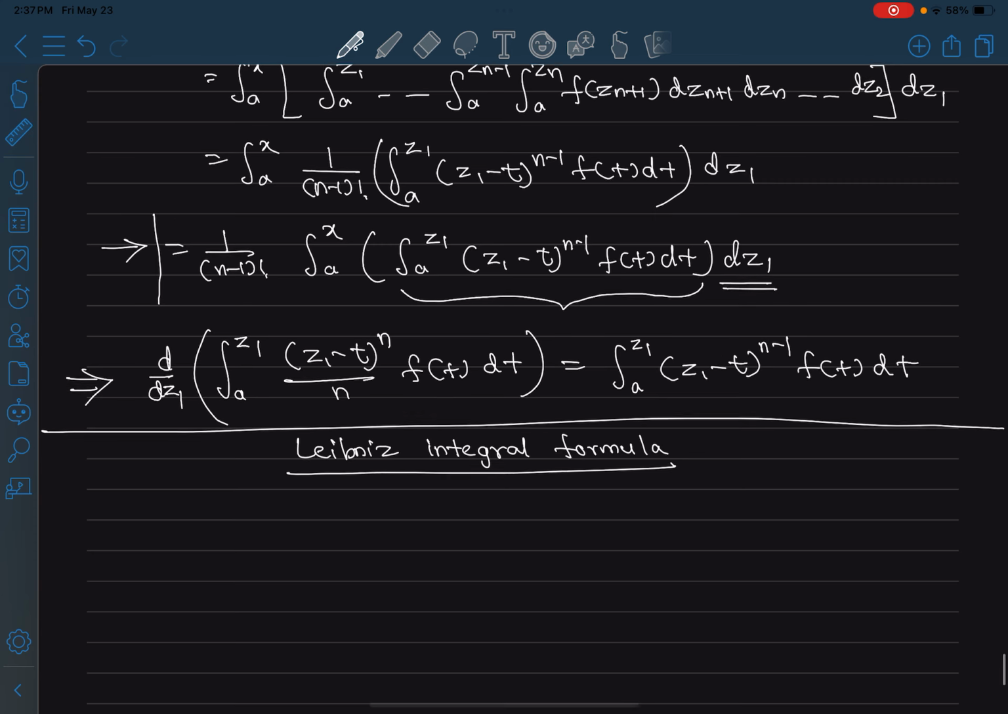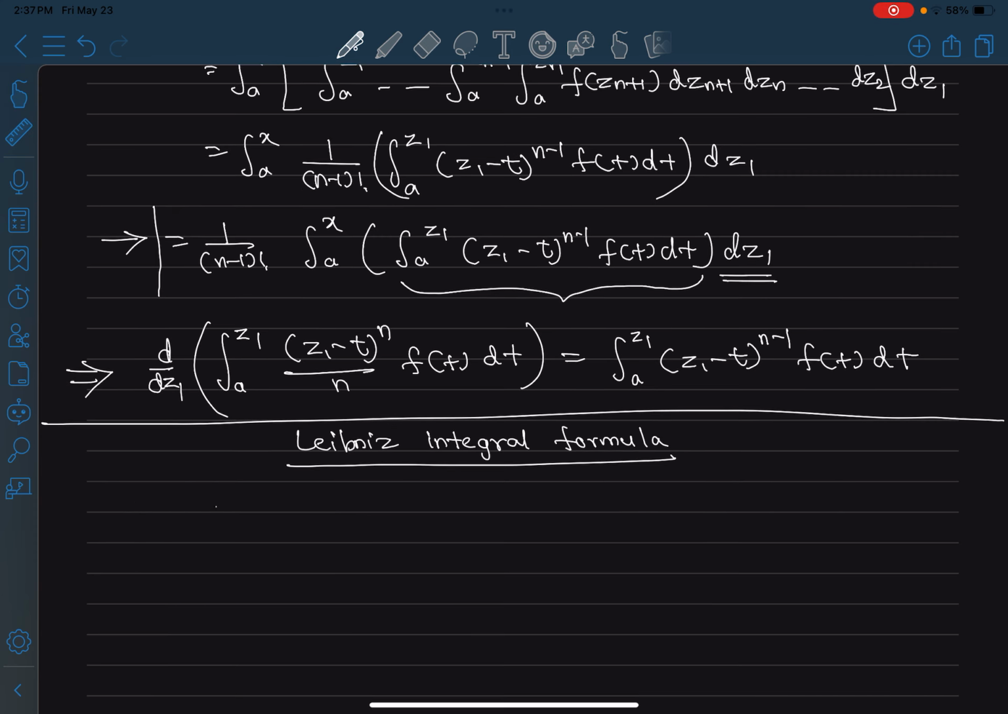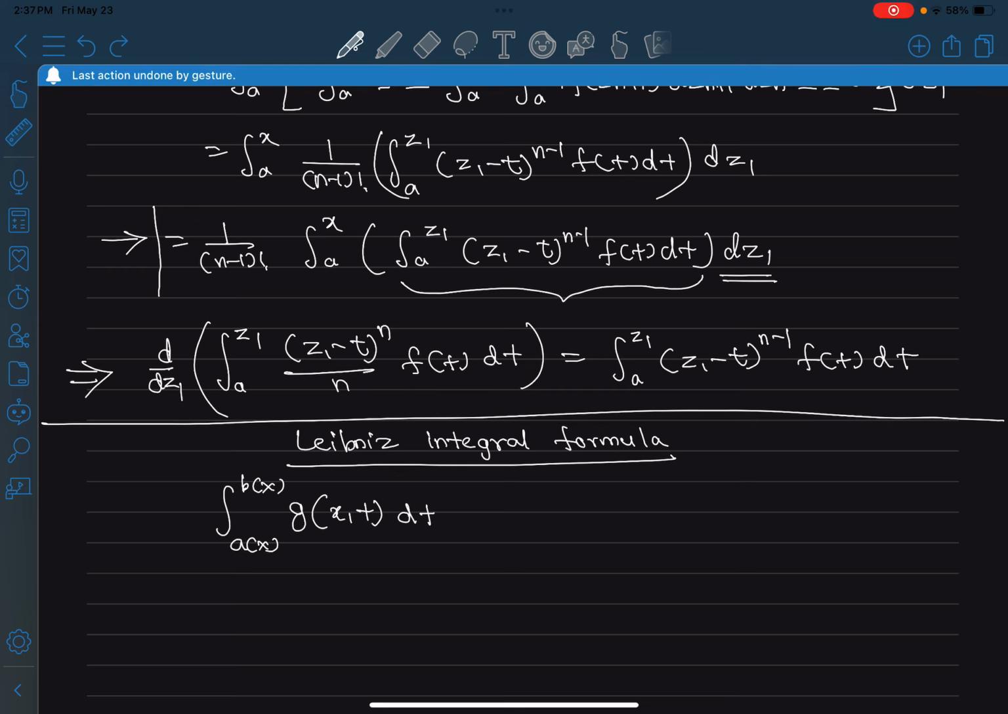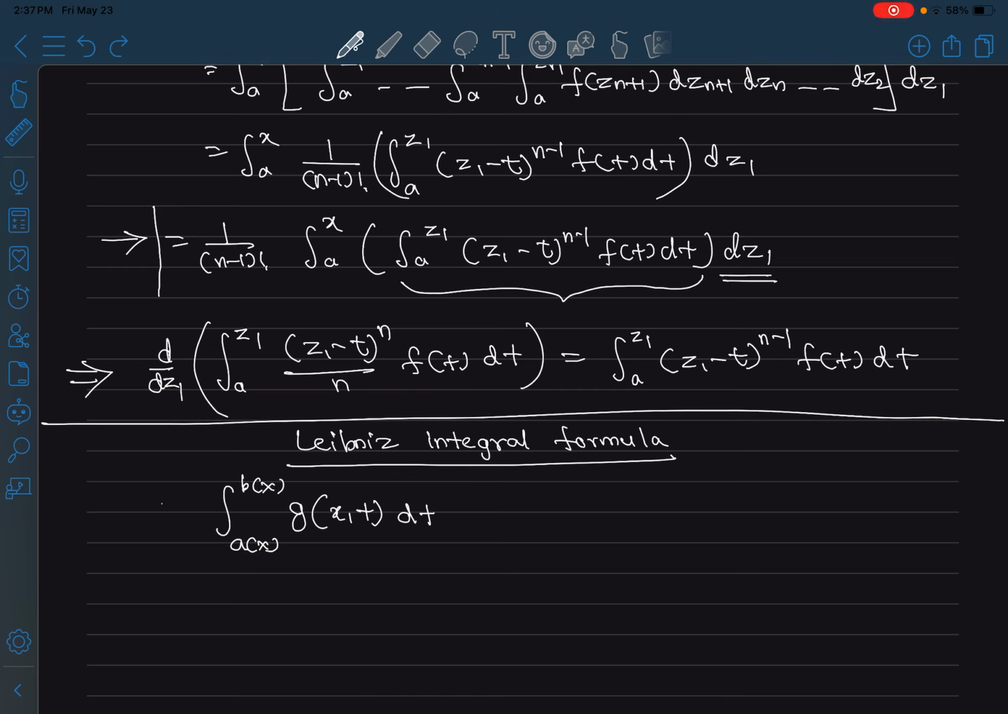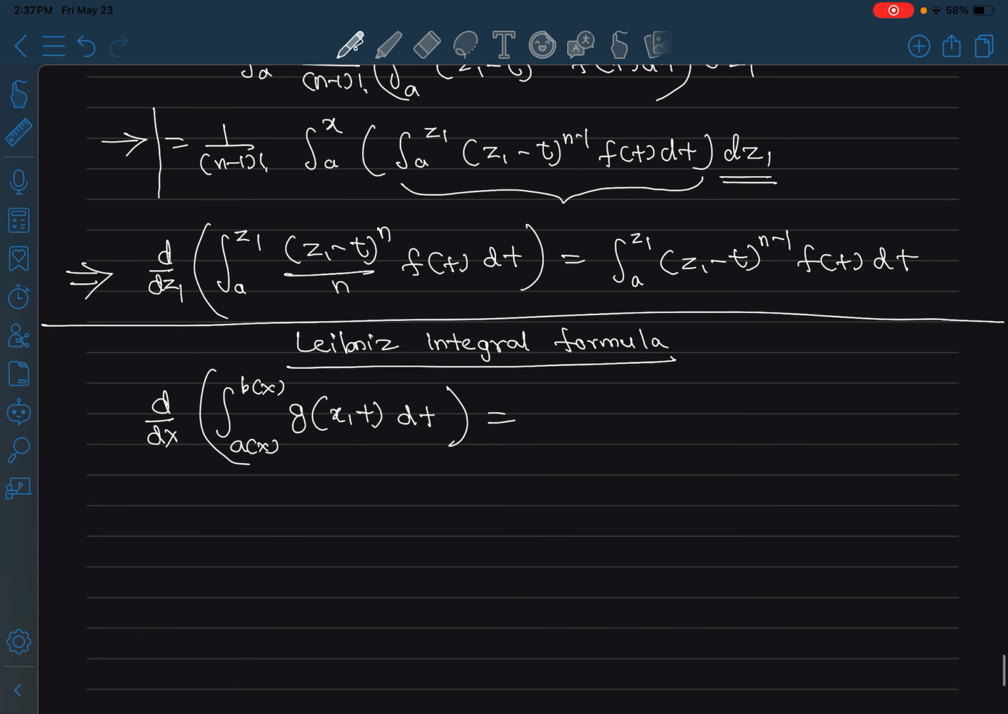What this states is, let's say I have some integral from a(x) to b(x) of some function g of x and t, dt, just like over here, where this entire expression is a function of g1 and t, right? So I'm just trying to write it as x for now. And then if I take the derivative with respect to x, what will this be? So that's the formula, but let's see how we get that formula.